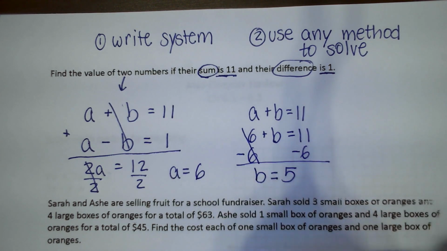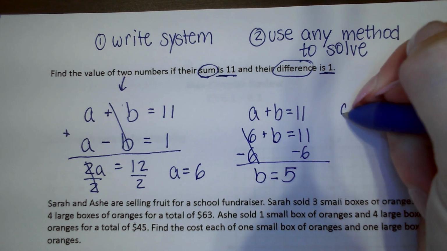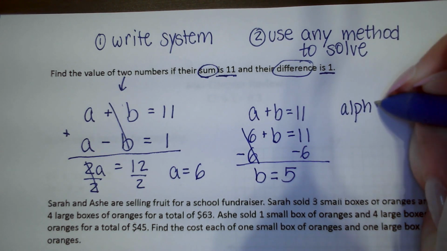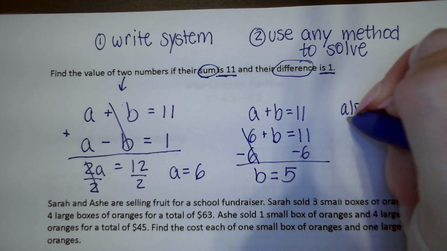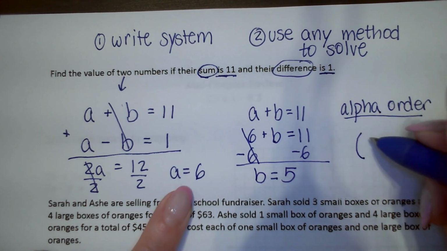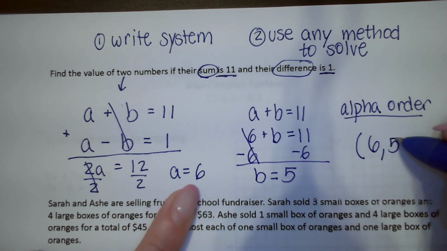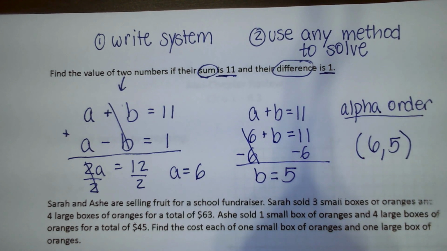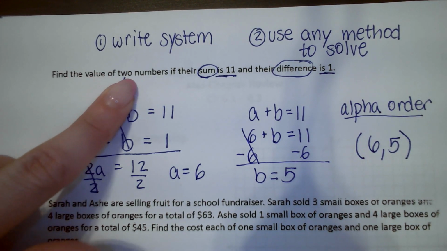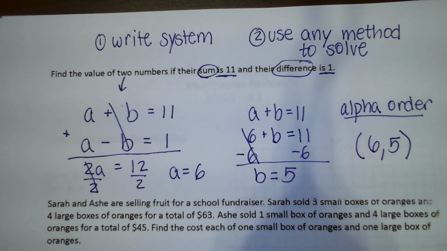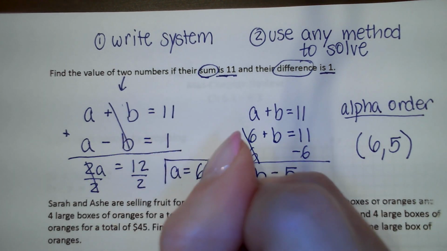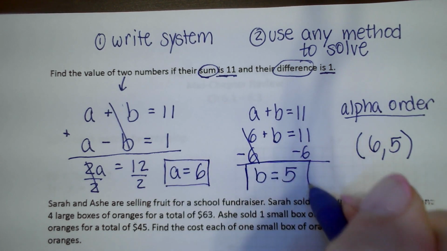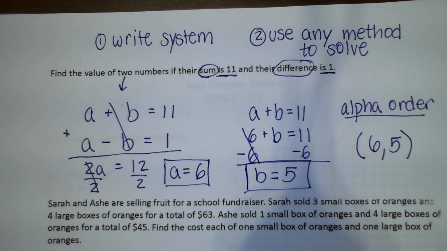Now remember what we talked about. If we have variables that are not our typical x and y, we want to write our ordered pair in alphabetical order. Okay, so our answer here would be 6, 5. Or we would just say our two numbers, because they're asking just for two numbers. They're not necessarily asking for a point. So our answer would just be the first number is 6, the second number is 5.